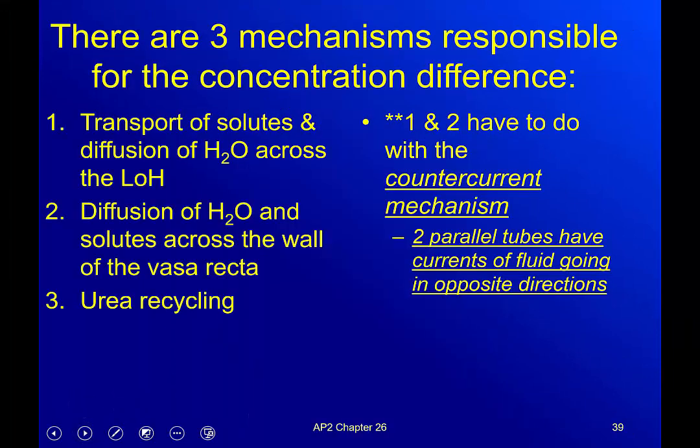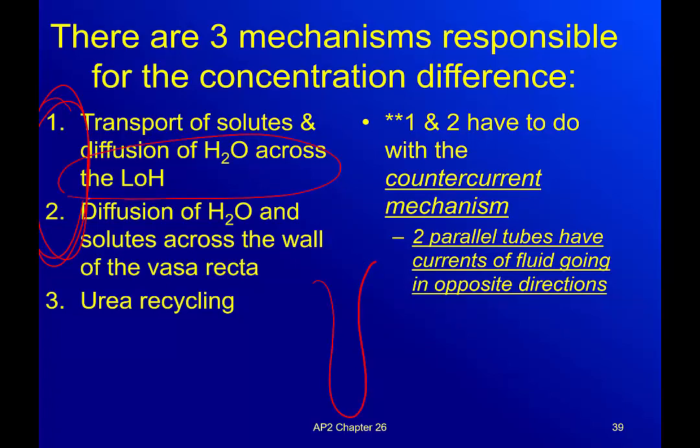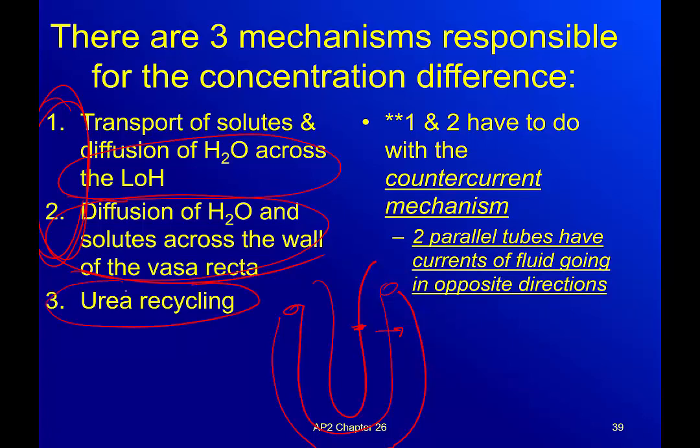So there are three things that help us to maintain that. The first two up here are actually interrelated. There's transport of solutes and diffusion of water across the loop of Henle. Remember, the loop of Henle comes down and up, going deep into that medulla. So there's that. And then remember that I've got that vasa recta, that blood vessel that's right next door. How this stuff gets out of here and into here influences how this works. And then finally, you've got the urea recycling, which again plays a part in it being more salty in the medulla than in the cortex.